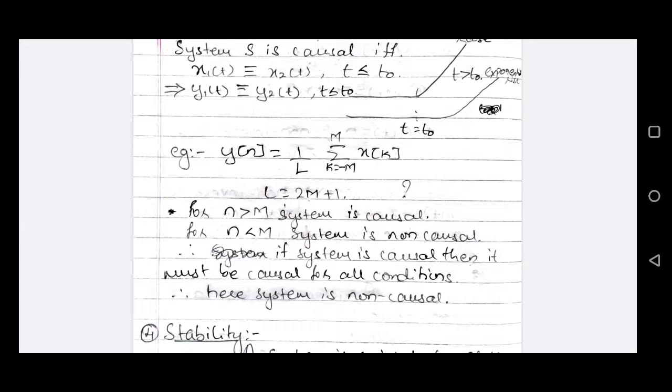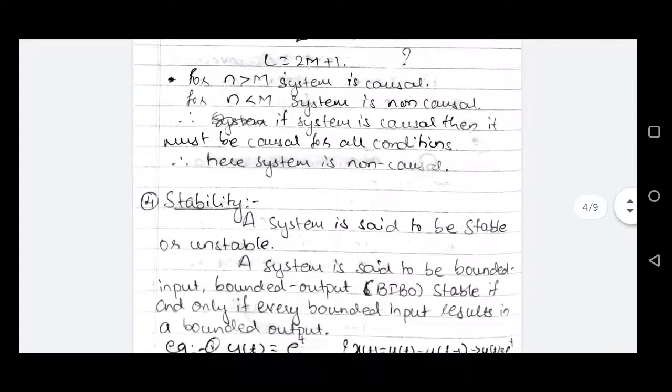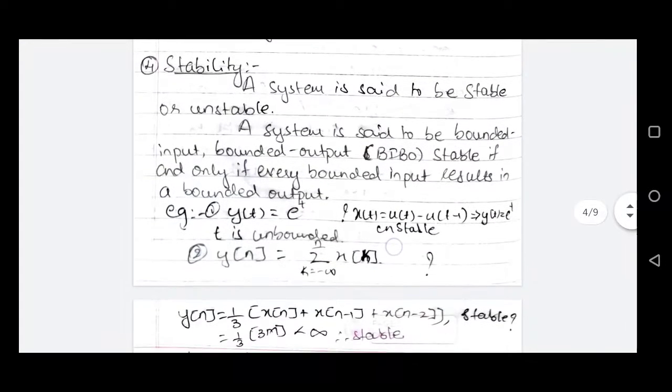Therefore, the defined system y of n equals 1 divided by L summation k equals minus m to plus m of x of k is a non-causal system, because it is causal for some range of n and it is non-causal for another range of n. So if a system has to be causal, it should be causal for all the values, all the conditions. Then a system is said to be causal system, else it will be a non-causal system. The second property we'll be studying is called stability.